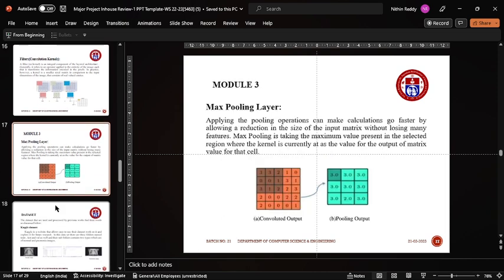Module 3, Max Pooling Layer. Applying the pooling operations can make calculations go faster by allowing a reduction in the size of the input matrix without losing many features. Max pooling is taking the maximum value present in the selected region where the kernel is currently at, as the value for the output matrix cell.